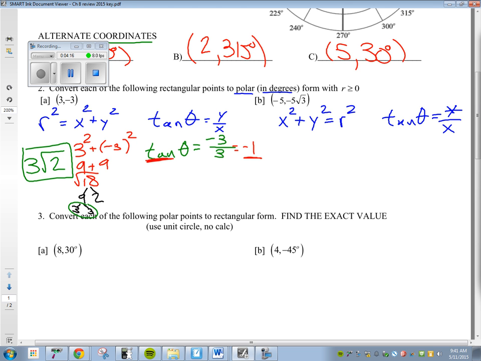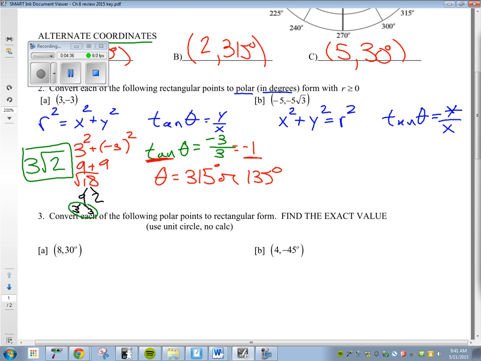So Caleb, look at your unit circle. When is tangent going to be negative 1? 315. So theta could be 315, or what else could it be? 135. It's one of these 2 answers. 315 is negative 1, but so is 135.